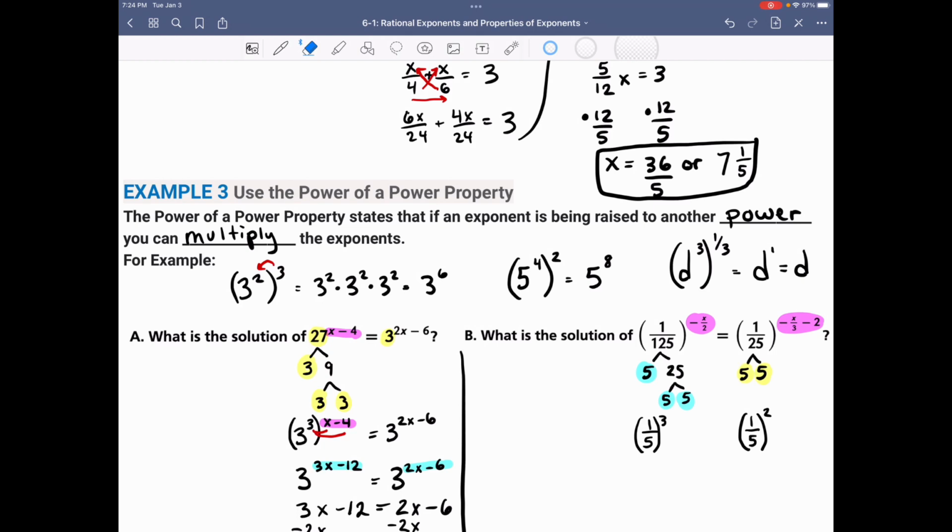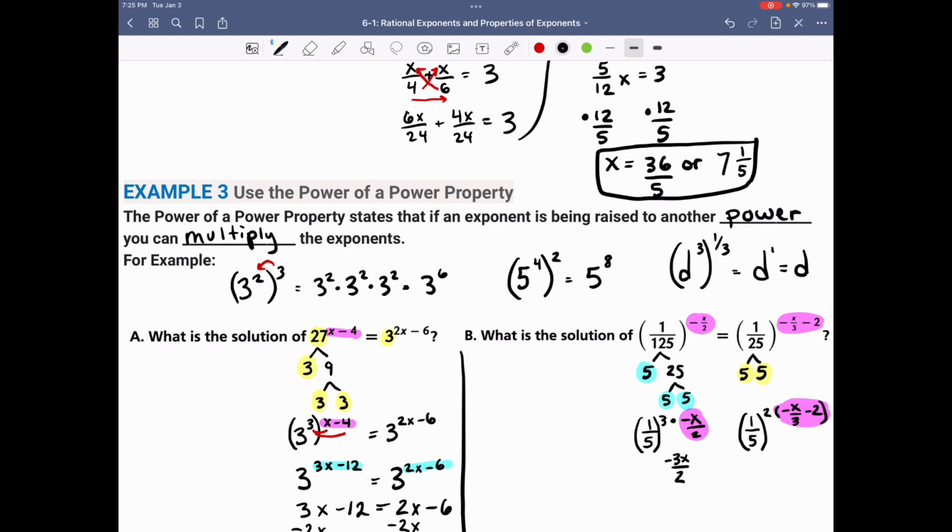Sorry, got a little sloppy. 3 times negative x over 2. And 2 times, I'm going to put it in parentheses because it's 2 parts. So that just came down from the exponents. We just brought these down, and we're going to multiply them by the powers because that's the power of a power property. All right, so 3 times negative x over 2. We're going to multiply. That will become negative 3x over 2.